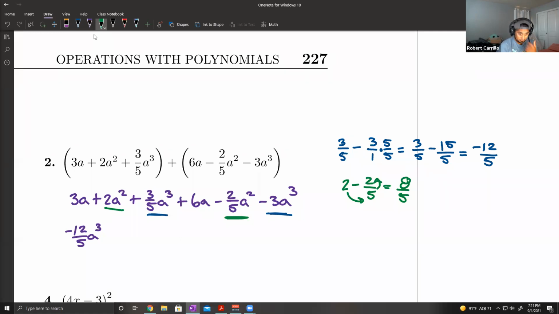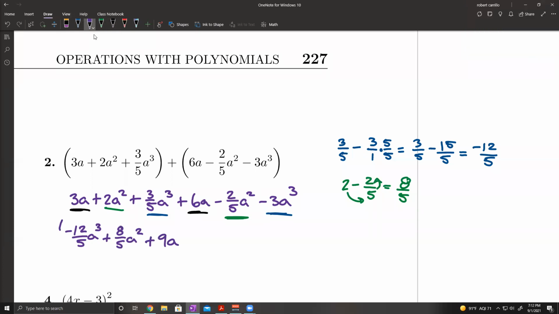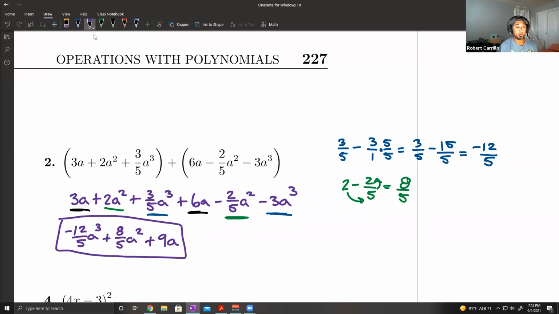All right. And now that's going to go next. You'll have plus 8/5 a squared. And then we look at the last terms. I have a 3a and a 6a, and they're both positive. So that leaves me with 9a. A squared? You don't count second a? Just a. So 3a plus 6a. So 3a plus 6a is just 9a.